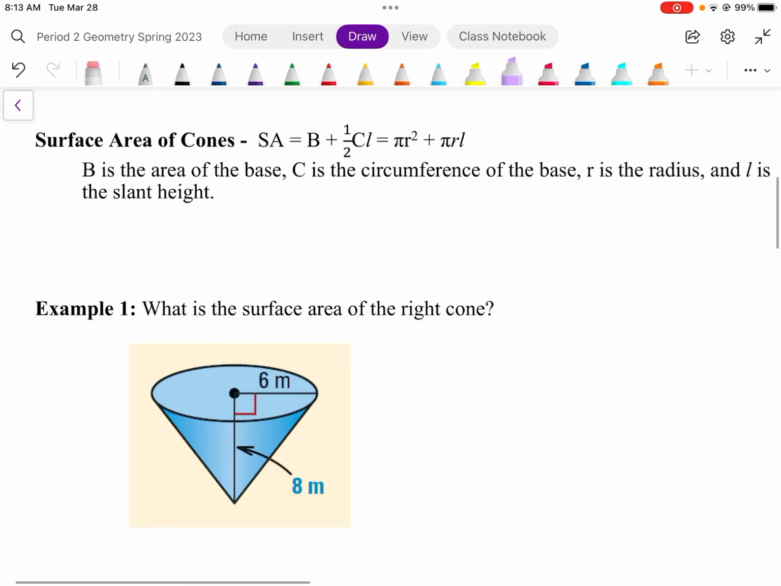So the surface area, a lot like the pyramid one, you're going to take the area of the base plus 1/2 the perimeter, but the perimeter of the circle is called the circumference. And then we're going to multiply that by the slant height. So to find the area of a circle, it's pi r squared. That's where we get the first part from. And then pi r gives us the circumference. And then we multiply that by the slant height. So this is the formula that you are going to be using because it gives you what the area of a circle is and the circumference, so you don't have to worry about remembering those.